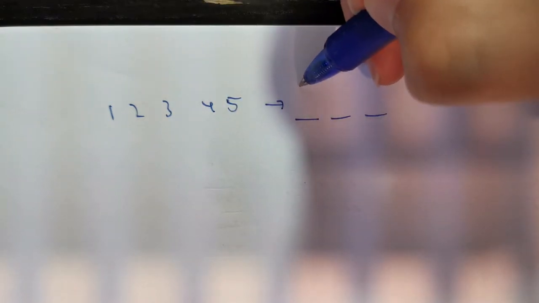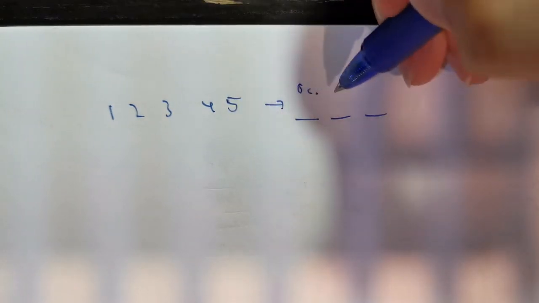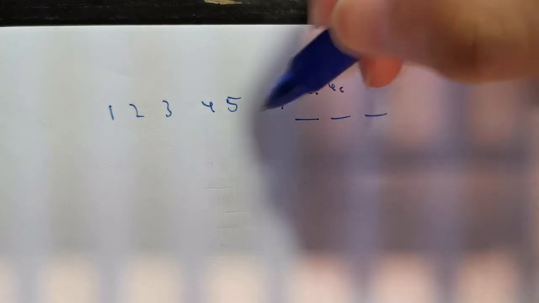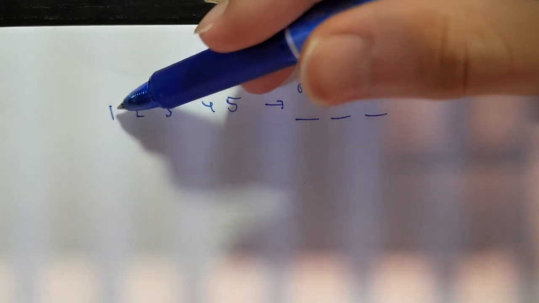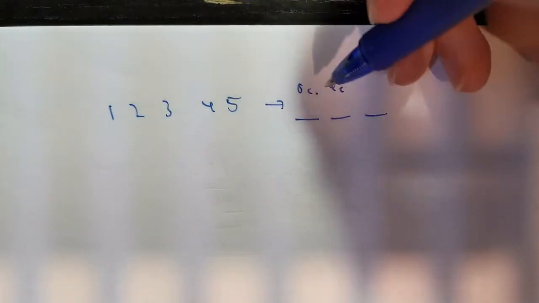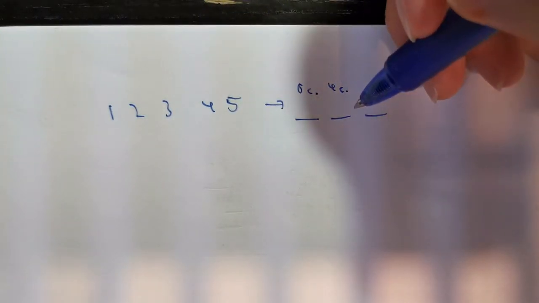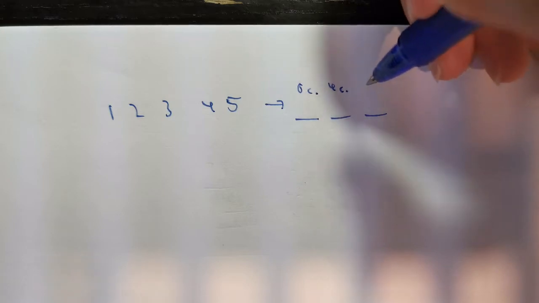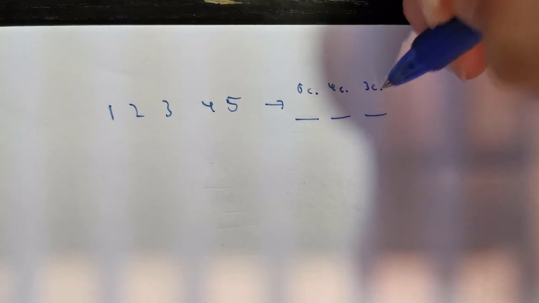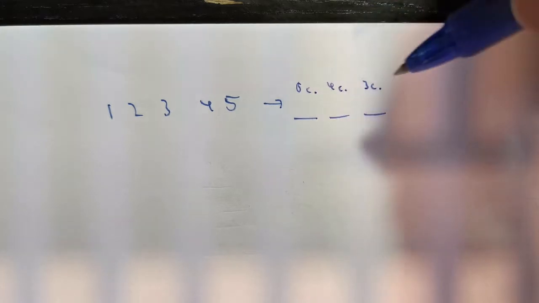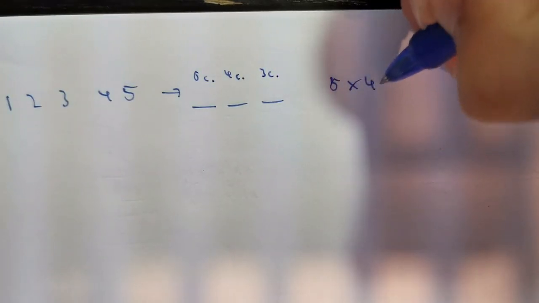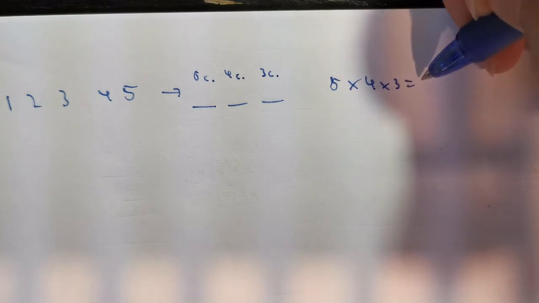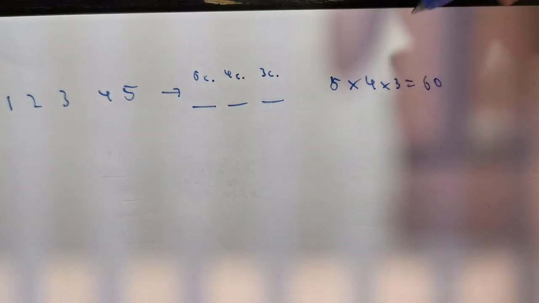So as you can see, there are 5 choices for the first digit, followed by 4. Whatever number gets used up, that leaves you with 4 numbers for the second digit. Then that leaves you with 3 numbers for the third digit. So the number of ways is 5 times 4 times 3, which is 60.